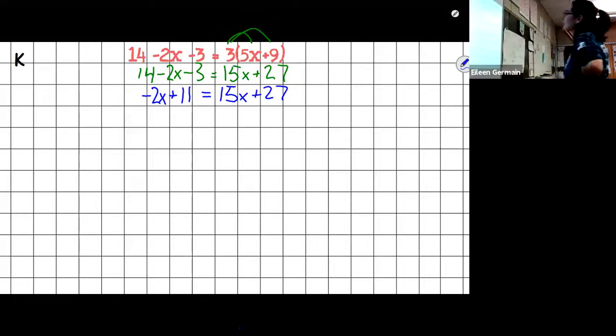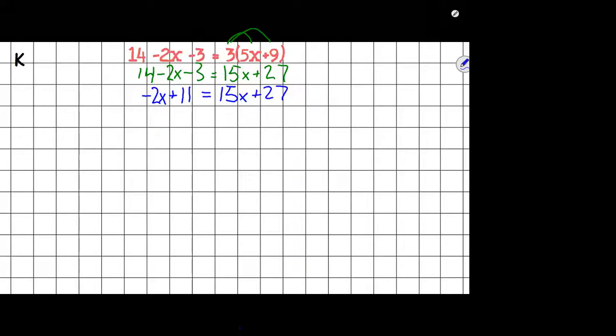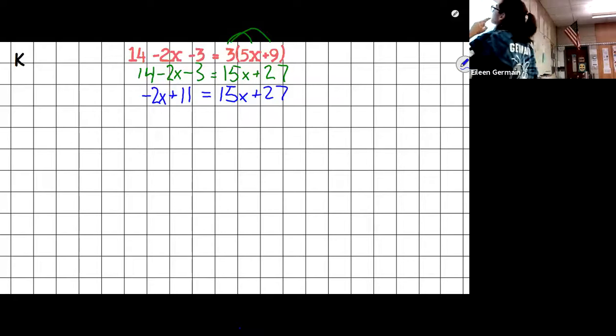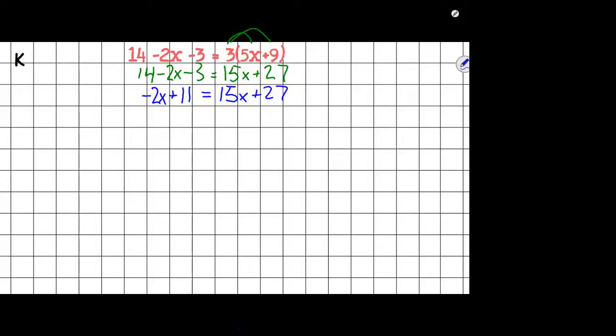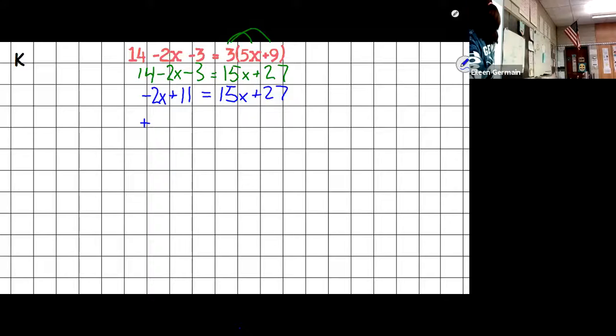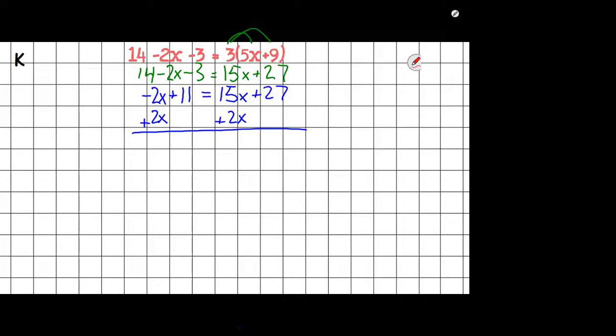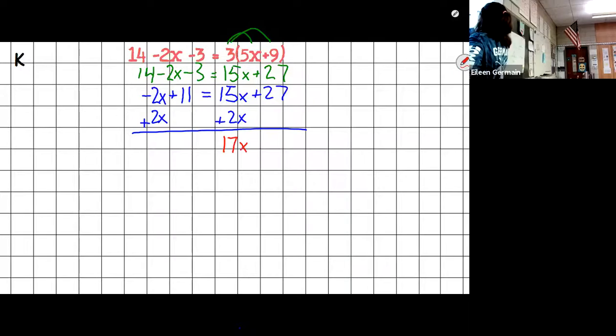So then what would my next step be here, Gabe? Add 2x to both sides. And why did you pick the 2x? It'd be easier to add 2x to both sides than to subtract 15x from both sides. Very good, Gabe. So we're going to add 2x to each side, and we're going to be left with what on the right side? 17x plus 27. And then on the left side, you're left with 11.